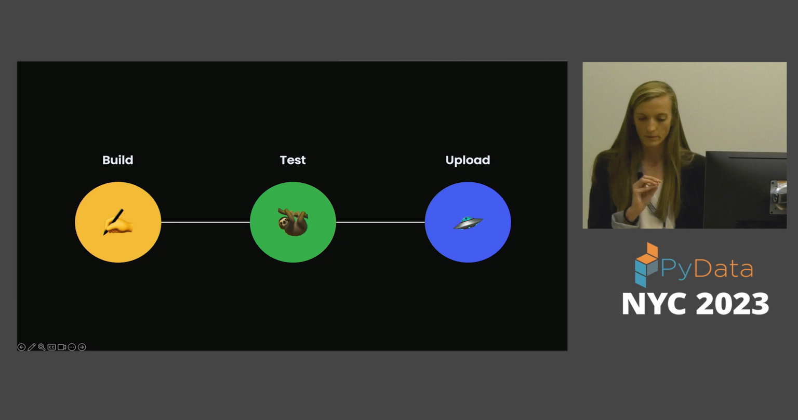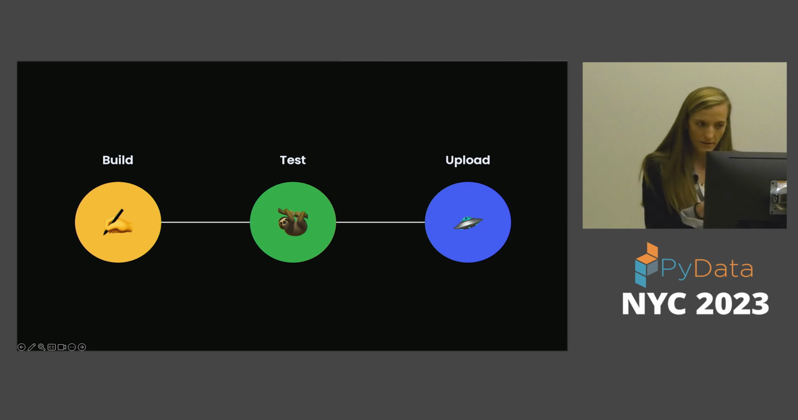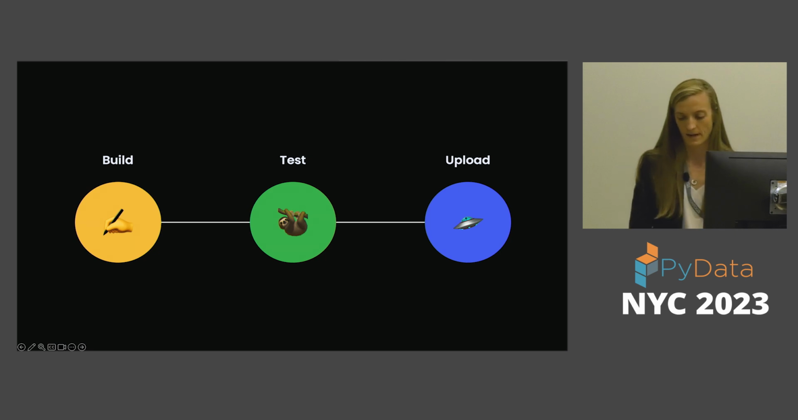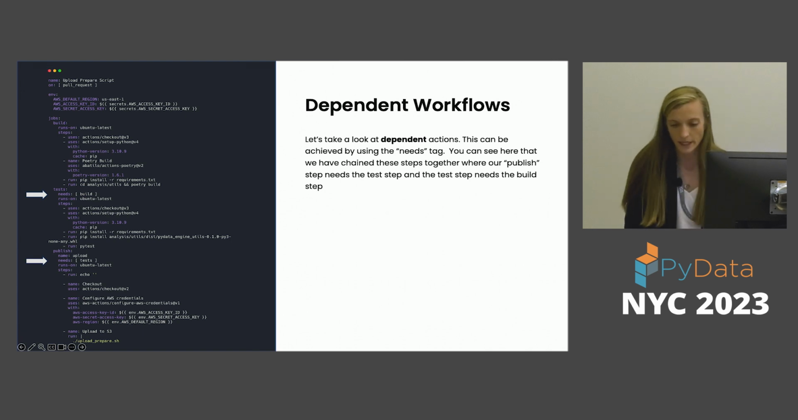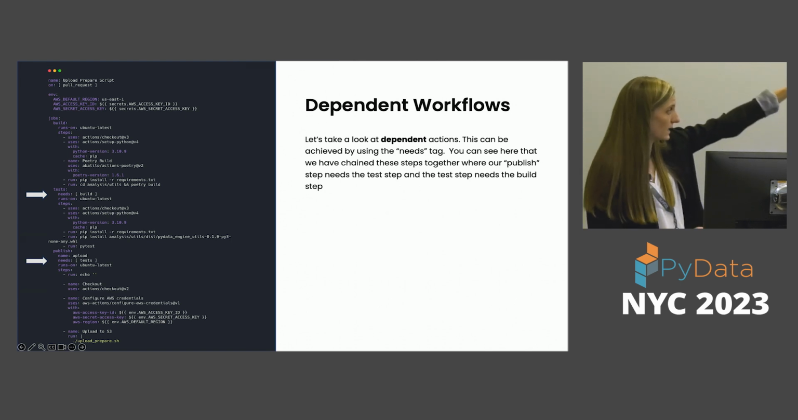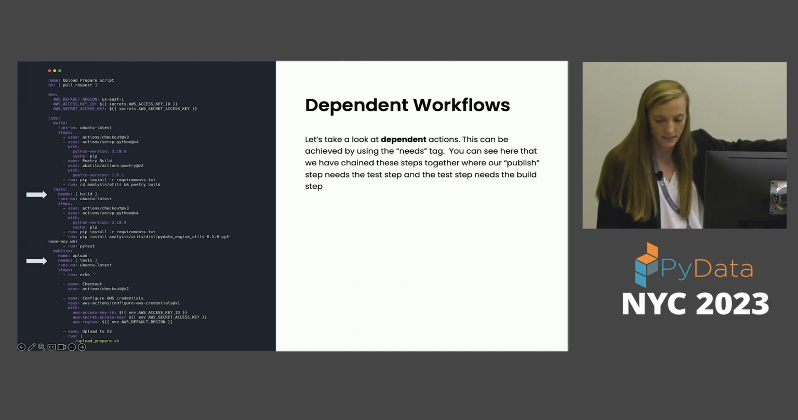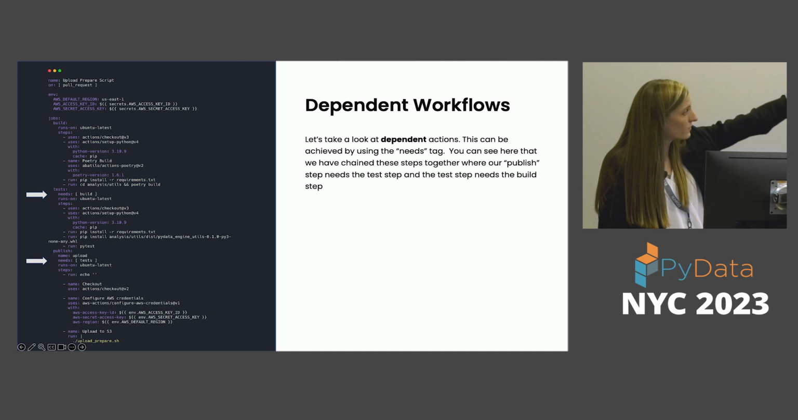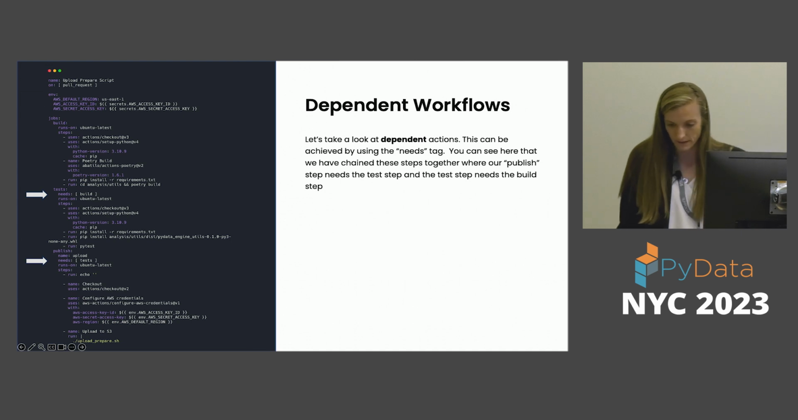But just like we mentioned, we want our workflow to not just do one thing, but we want it to do 3 things. Ultimately, we will have a workflow that looks sort of like this. We'll build. If build passes, we will test. If test passes, we will upload. Okay, so this is a little small, but we are going to look at dependent workflows. This can be achieved by using this needs tag, which is getting pointed to here. You can see here that we've chained these steps together. So our publish step needs the test step to pass before it will run. Test is declared right before it, and the test step needs the build step to pass before it will run. And that's how that looks.